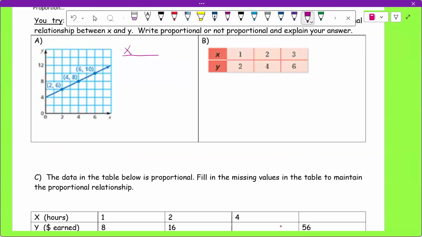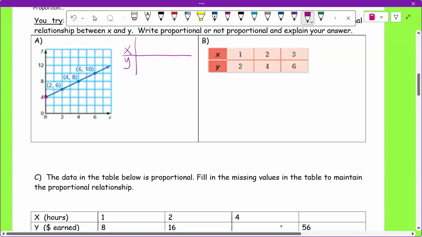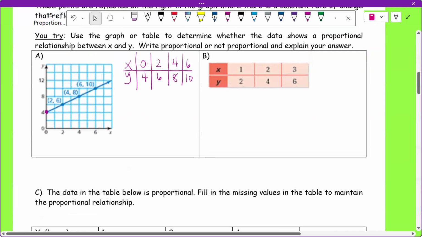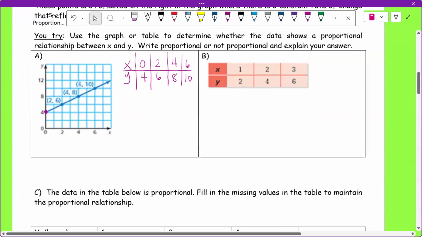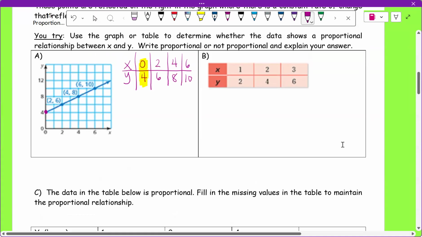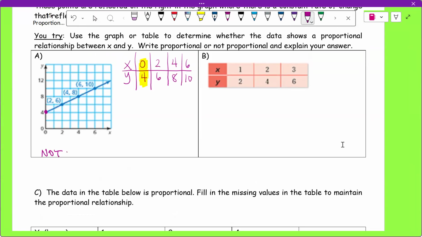Yeah. So I could write out my XY table and write down my data. Well, what is this point right here? 0, 4, then 2, 6, then 4, 8, and then 6, 10. Well, the first thing I notice is that this point is not 0, 0, it's 0, 4. So right away, it's not proportional.